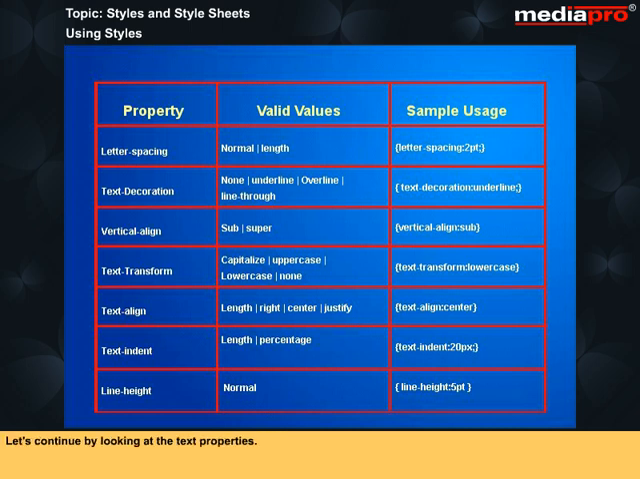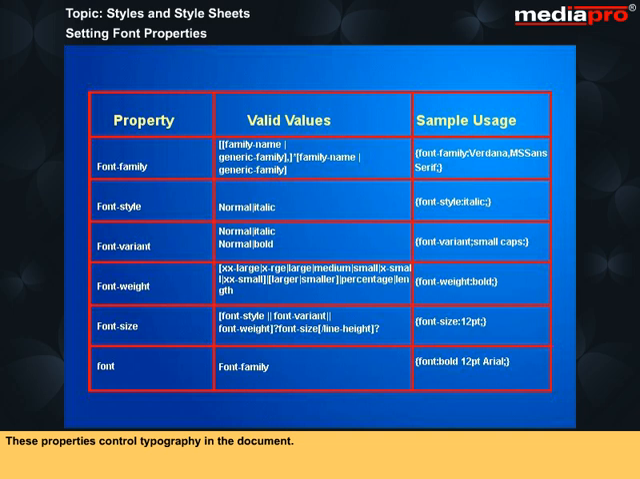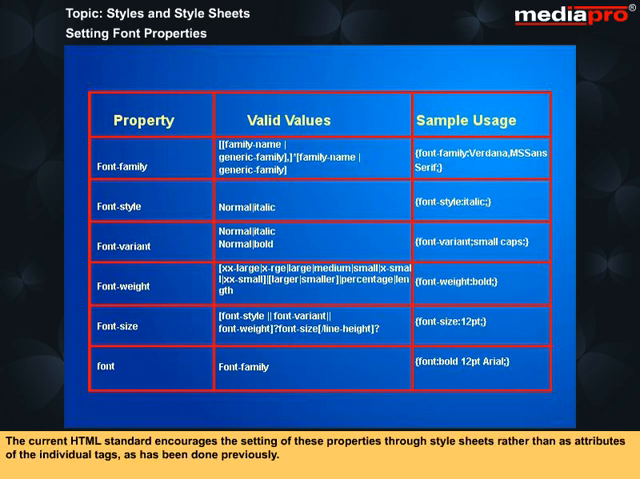Let's continue by looking at the text properties. The following properties control text alignment, spacing, and other formatting such as underline and case, capitalization. These properties control typography in the document. The current HTML standard encourages the setting of these properties through style sheets rather than as attributes of the individual tags, as has been done previously.